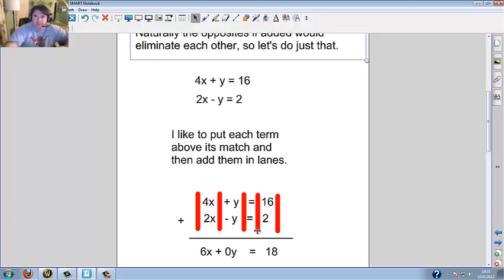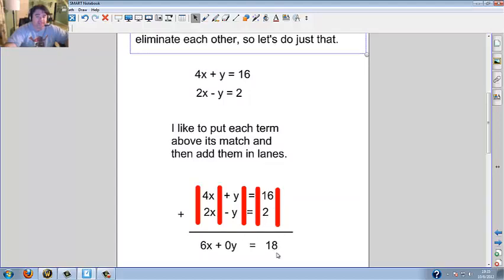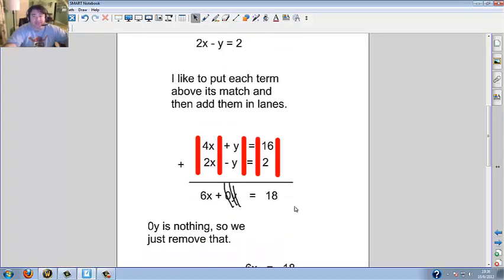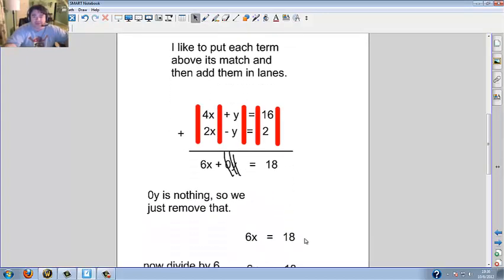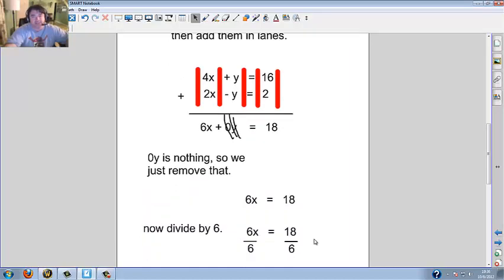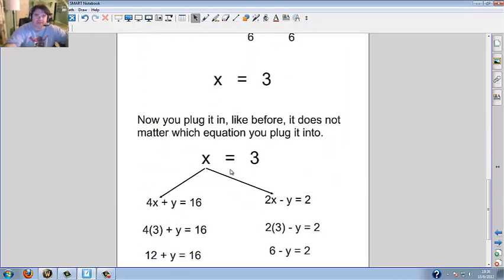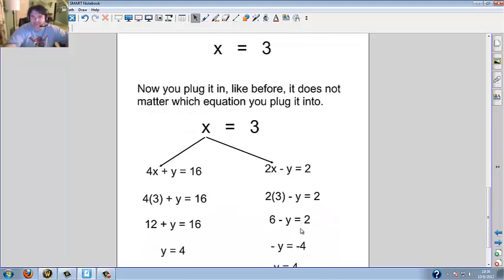But notice what happens when I add them. The 4x and 2x become 6x. The y and negative y cancel out, leaving 0y, which will disappear. And 16 and 2 make 18. Because this was eliminated, now it's just 6x equals 18. That's all right, because that's easy to solve. I can just divide both sides by 6. Voila, x equals 3.